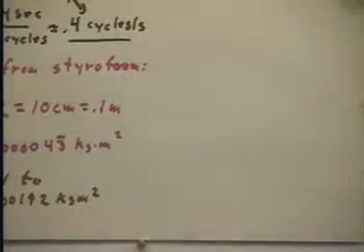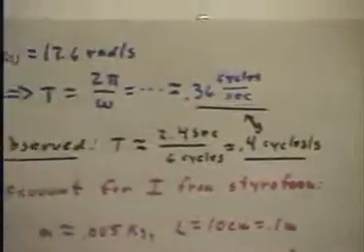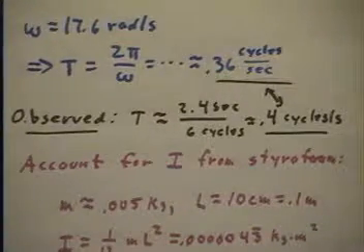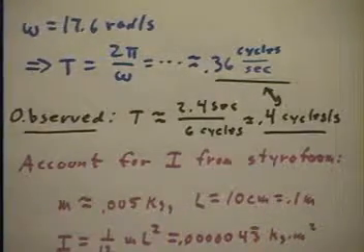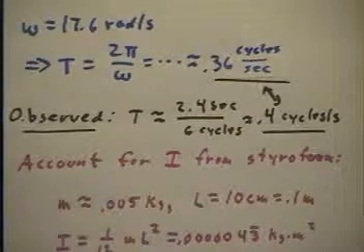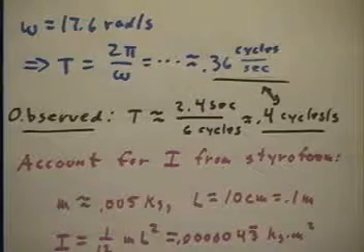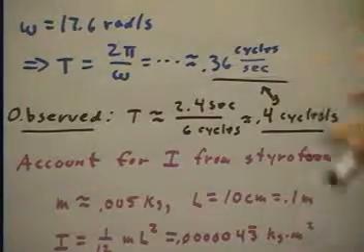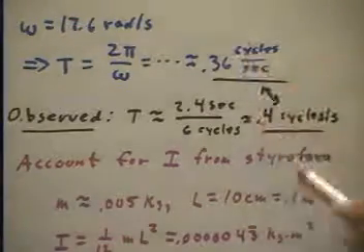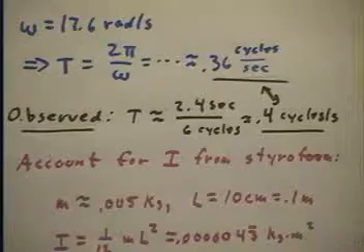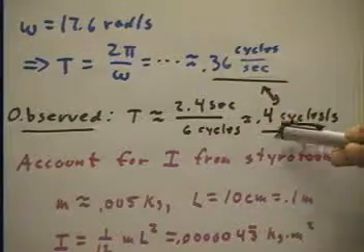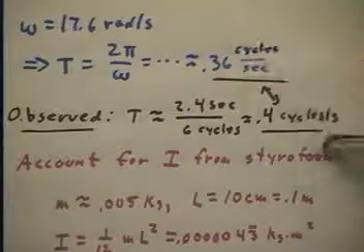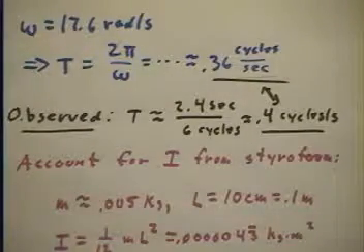And that 17.6 radians per second predicts a period of 0.36 seconds per cycle. We observe about 0.4 seconds per cycle. Okay, we have to change these cycles per second here, they're backwards.